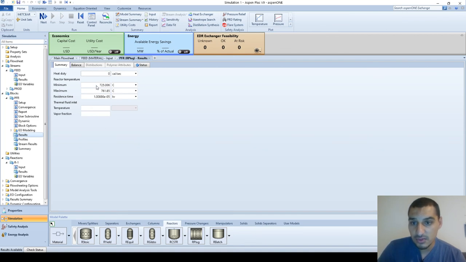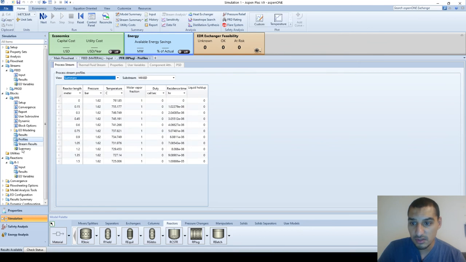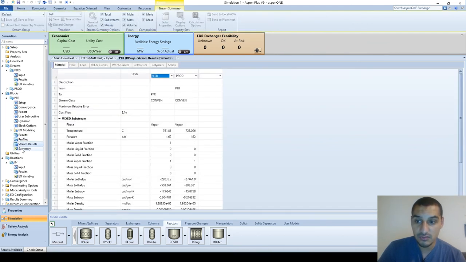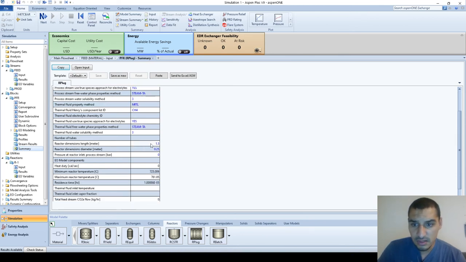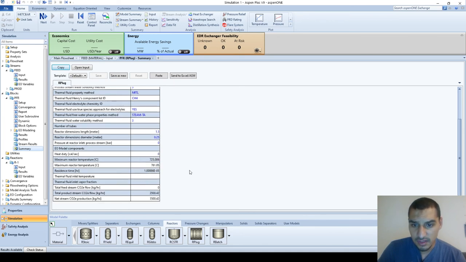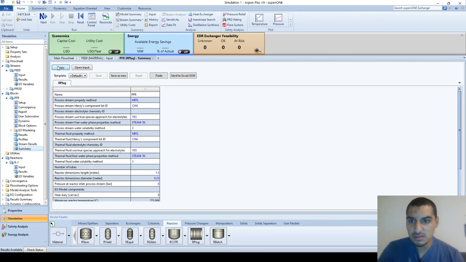The reactor temperature, the minimum is 725 and the maximum is 761, so the temperature is decreasing in the reactor, because I know this is the feed temperature. For the summary, we will find some more information here. It mentions the reactor dimensions that I have already defined, the diameter and length, again the residence time, the product stream. Anyway, it's not a lot of information.